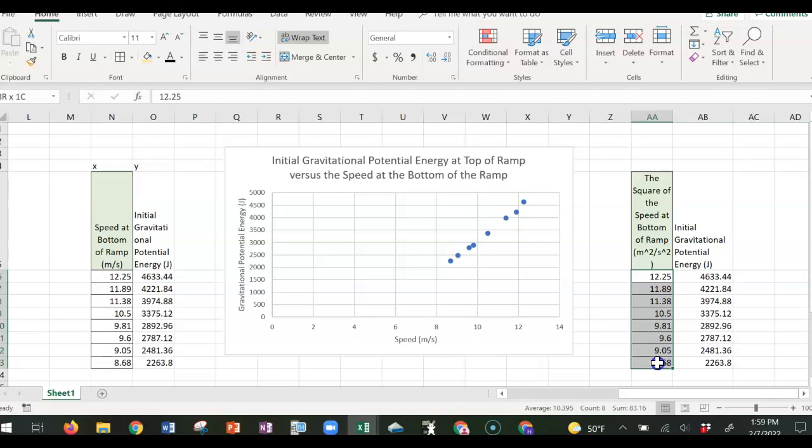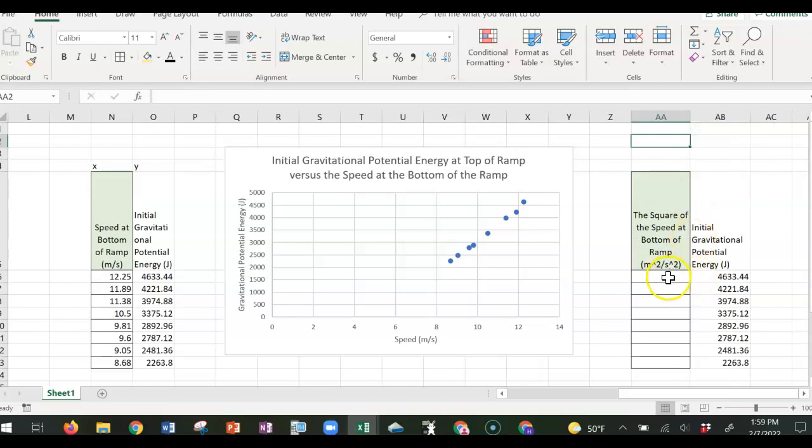I'm just going to go ahead and delete those values because we have to change them to become the square of the speed. Okay, so we're going to use a formula in Excel to calculate the square of the speed for us. So in that top row, I'm going to say equal to start a formula. I come over and click in the cell that has the first value of speed.